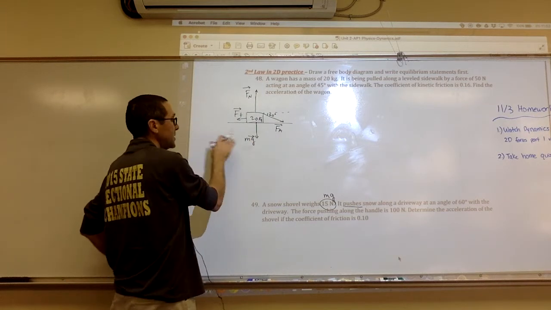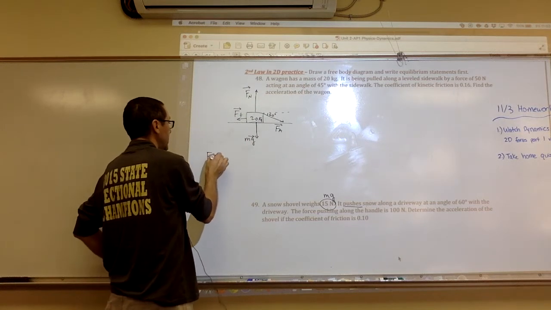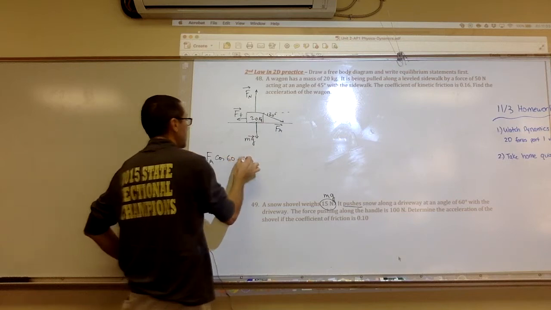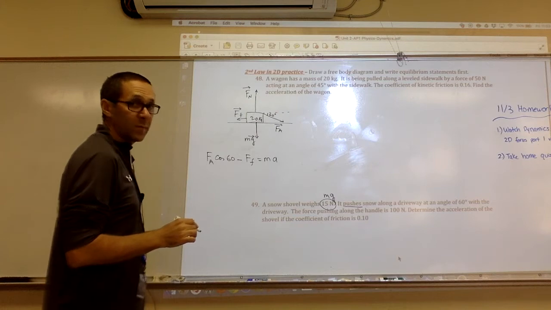So the acceleration is happening in the x direction. I'm going to write Fa cosine of 60 minus the force of friction equals ma. That's my F net equals ma in the x direction.